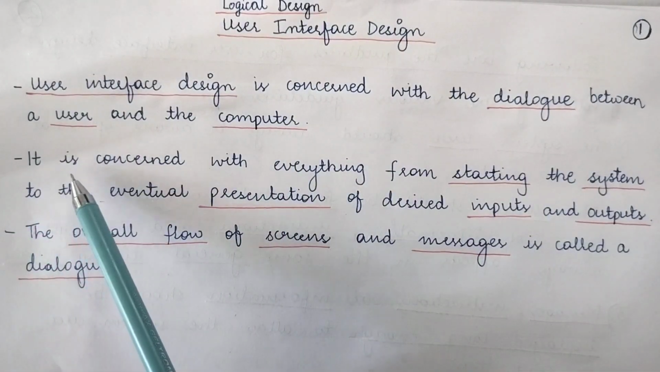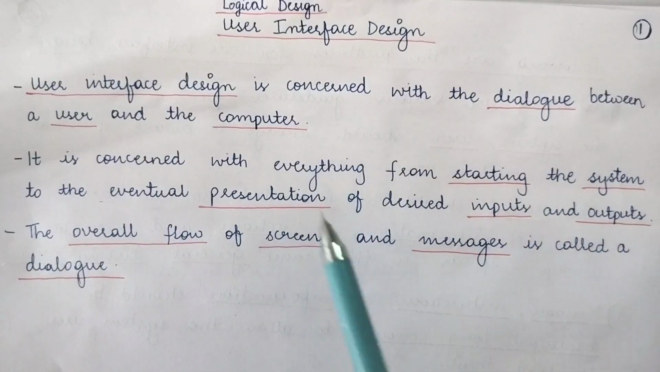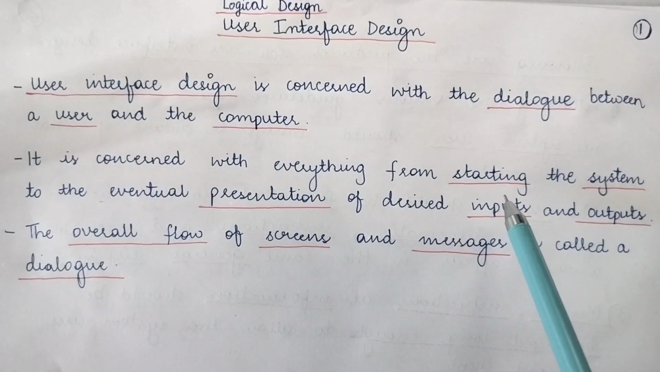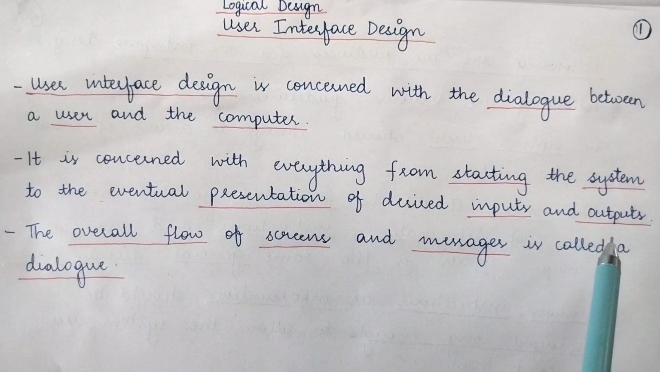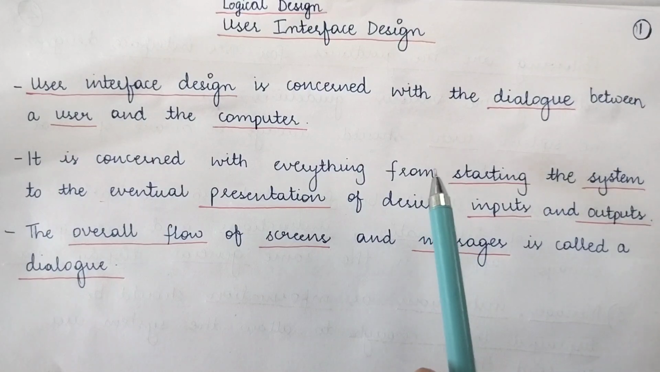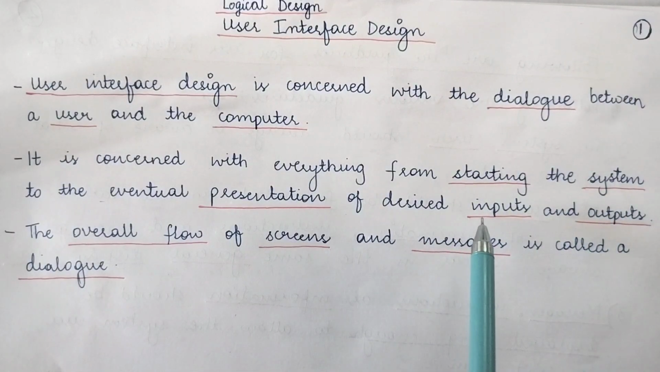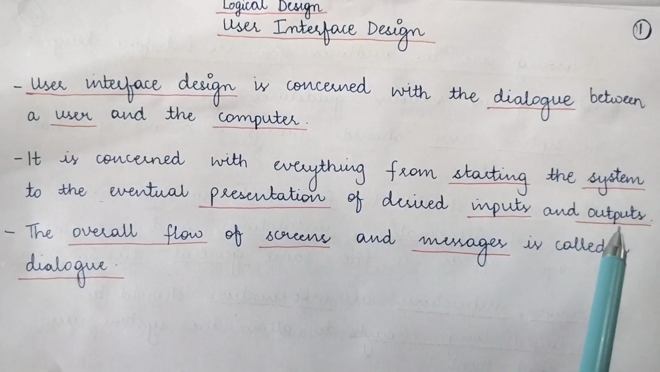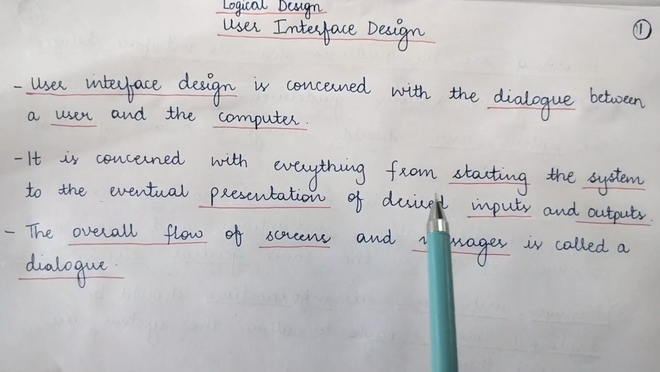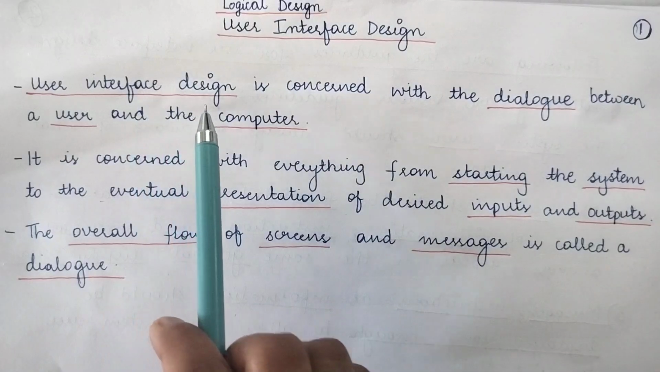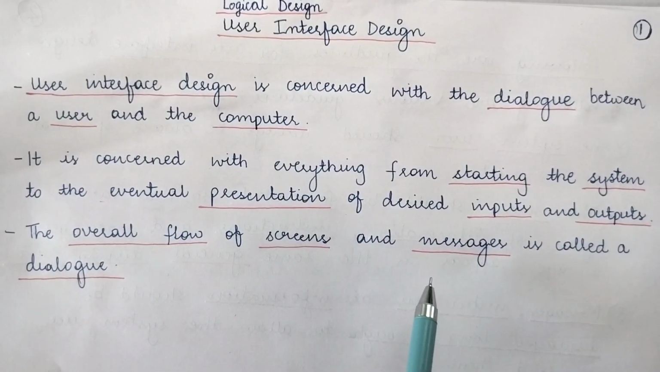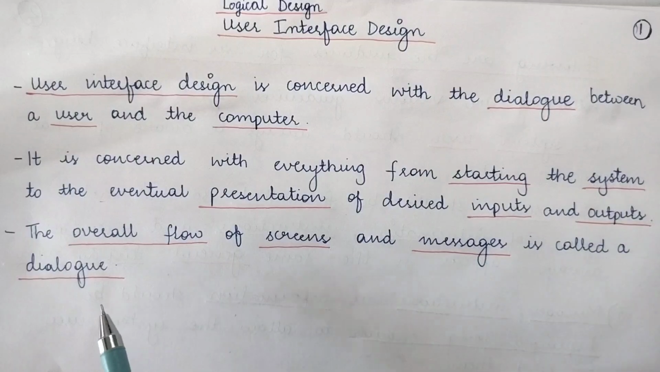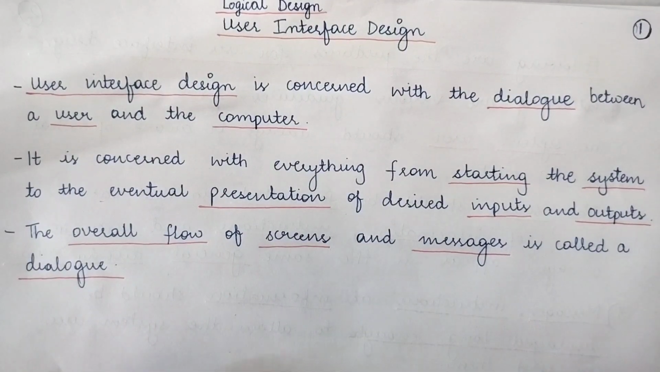The user interface design is concerned with everything from starting the system, that is the moment you log into the system, to the eventual presentation of desired inputs and outputs. So from the very beginning, when you log into your system, to finally giving the inputs to the system and getting the outputs in return, everything is a concern of the user interface design. The overall flow of screens and messages, whatever screens you see and the messages you receive, is called a dialogue between the user and the computer.